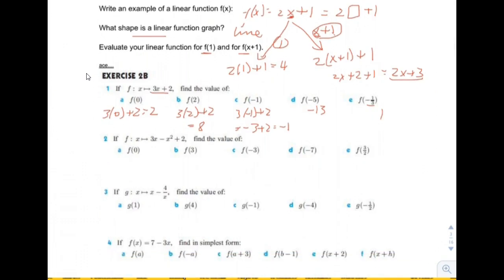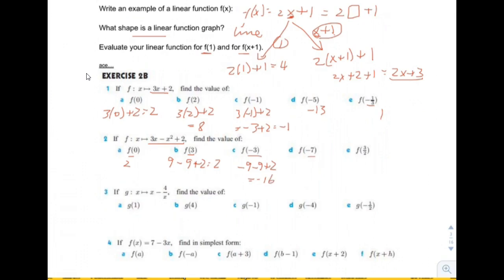Next function, 3x minus x squared plus 2. Find the value of that. So if you put 0 in for that, you're just going to get 0 minus 0 plus 2, which is 2. If you put 3 in for the x's, you're going to have 3 times 3 is 9, minus 3 squared, which is 9, plus 2, you still get 2 again. What if you put negative 3 in? Then you would have negative 9 minus 9 plus 2, which would be negative 16.